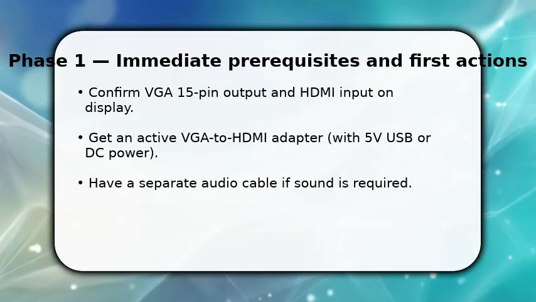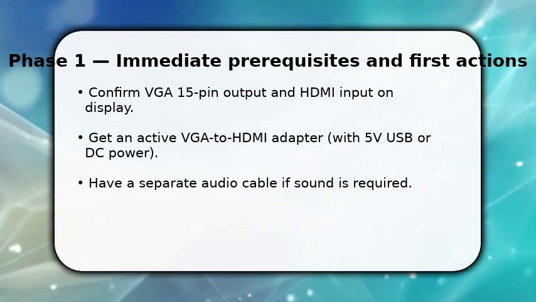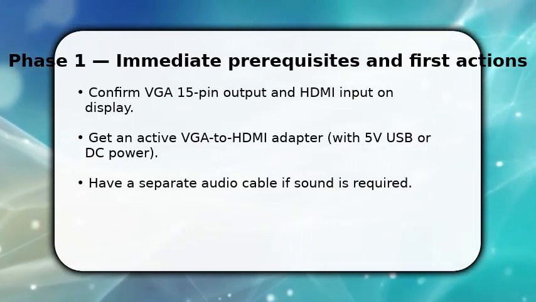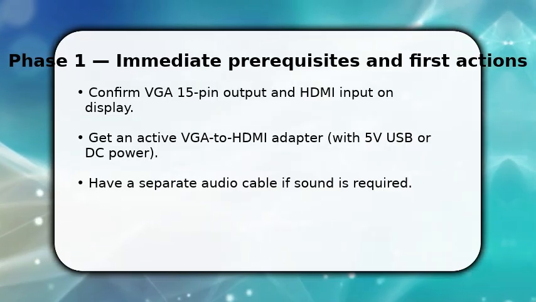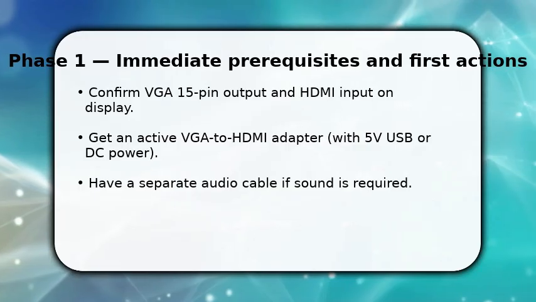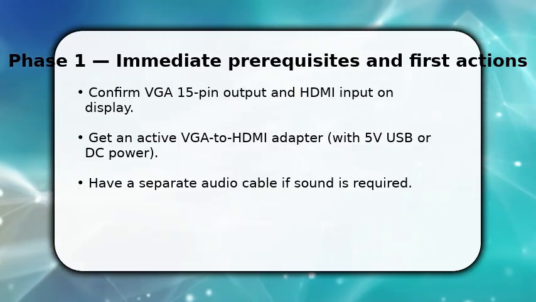You start by matching ports. Check the source has a VGA 15-pin output and the monitor or TV accepts HDMI. Once confirmed, use an active VGA to HDMI adapter. Passive cables won't convert analog to digital.